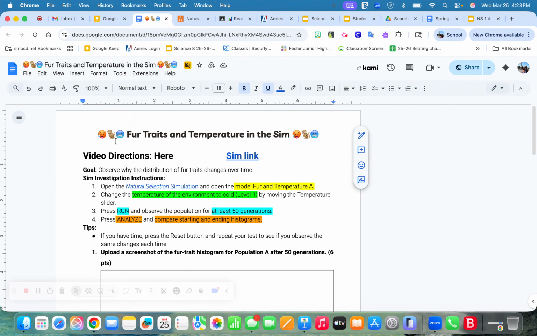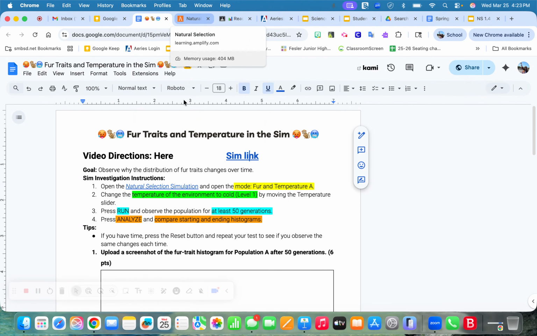All right, video directions for fur, traits, and temperature in the sim. Our goal is to observe why the distribution of fur traits changes over time. First thing, pause the video and get the sim open.